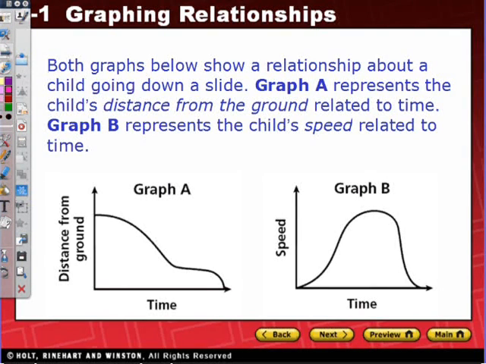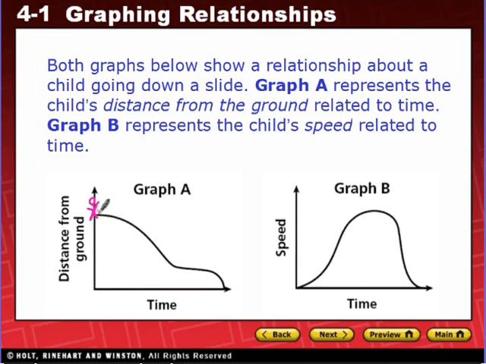You're not. Both of these graphs on this slide show a relationship about a kid going down a slide. Graph A has the distance from the ground versus time, and graph B has speed versus time. Look at how they are not the same. You really have to pay attention to what you're being asked to graph. Graph A really looks like the slide, because the kid starts up here, then he's going to get closer to the ground, and then eventually he hits the ground. He lands on his tushy at the bottom.